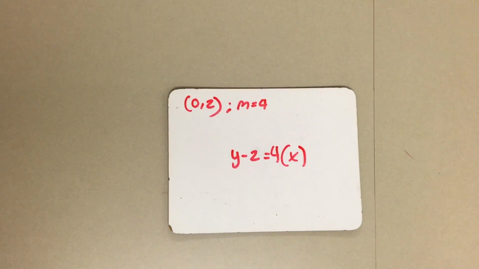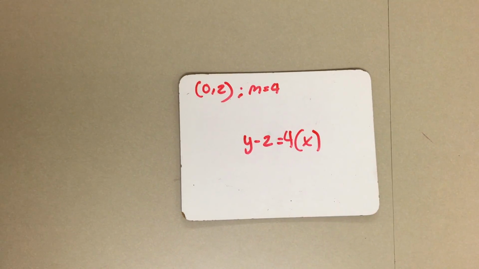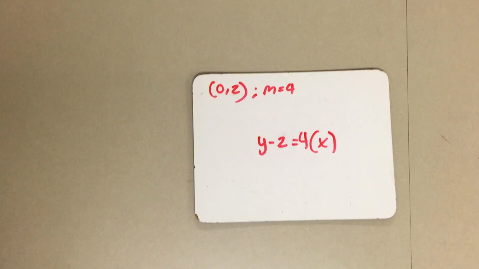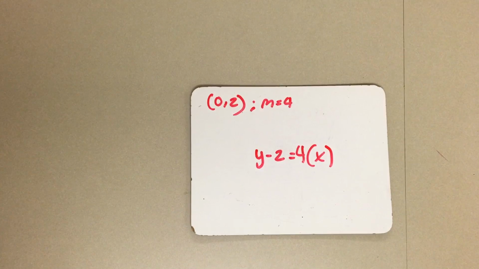Welcome back. Time to see if you know your algebra. The correct answer was y minus 2 equals 4x. Because x is 0, you don't have to bother writing it in because it has no value.